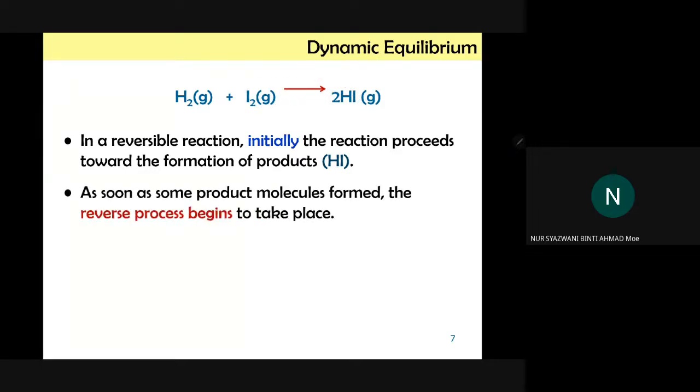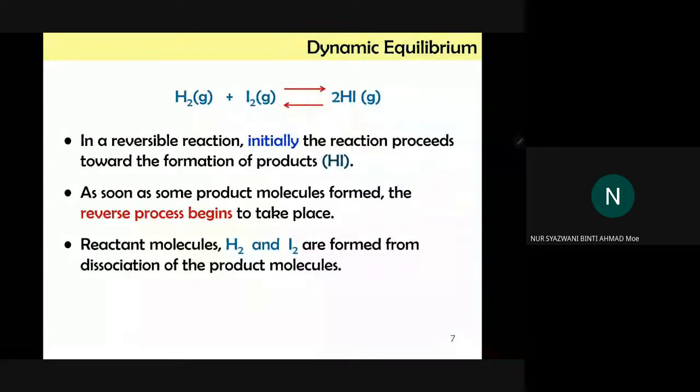And then for the reverse reaction, we have 2HI forming H2 and I2. Okay, so this is the explanation lah, just the elaboration of what it is. Okay, so kalau kita tengok reactant molecules H2 and I2 are formed from dissociation of the product molecules. So ini terhasil daripada produk yang dihasilkan pada asalnya. Okay, so kita akan gunakan anak panah macam ni.